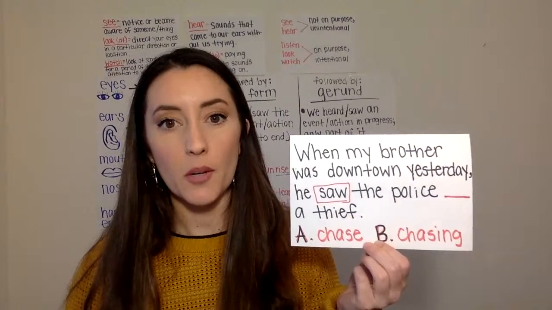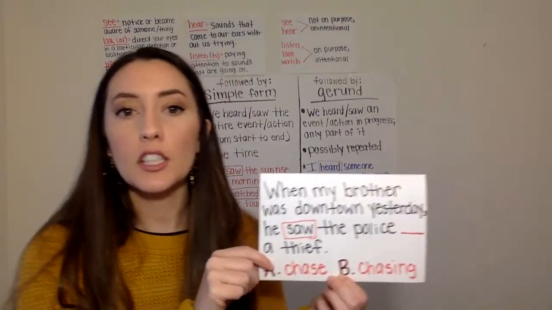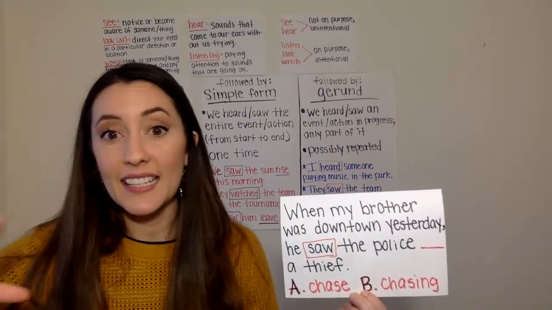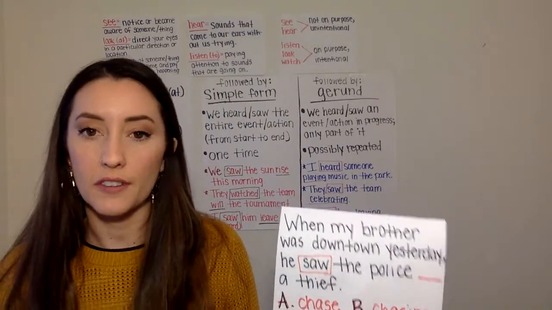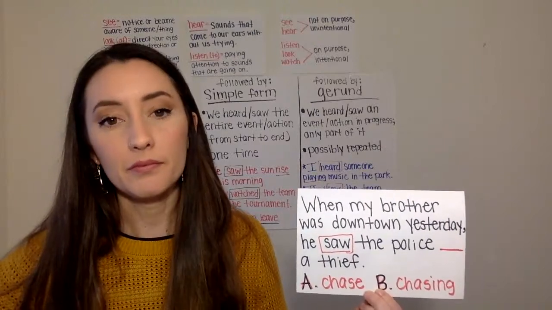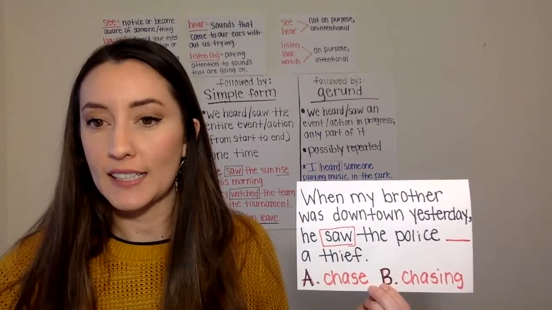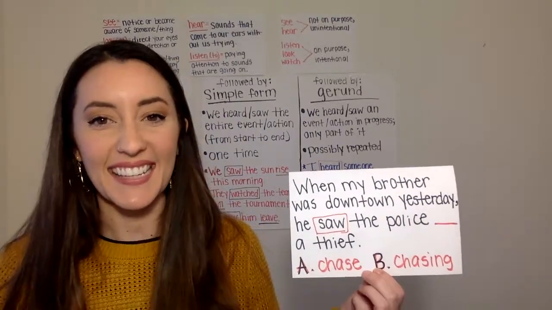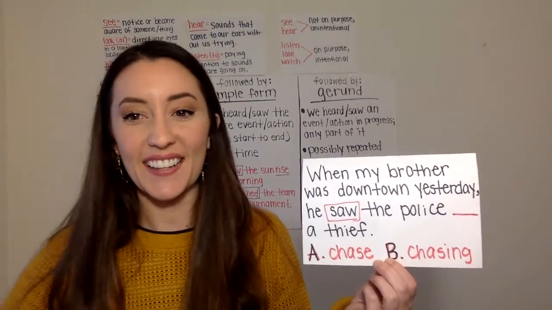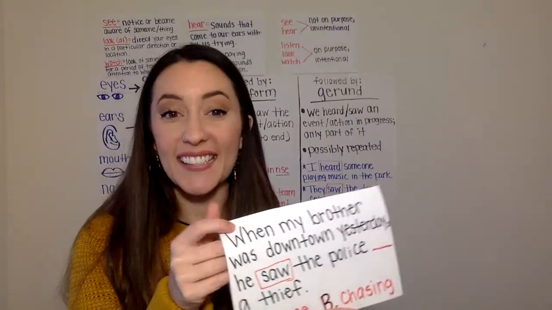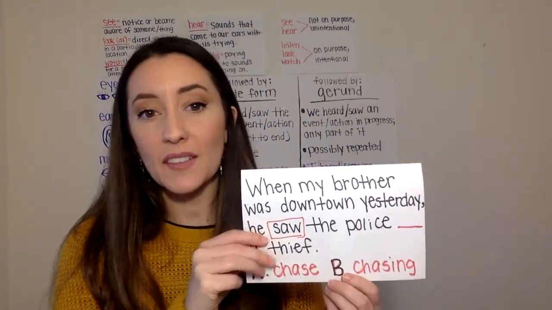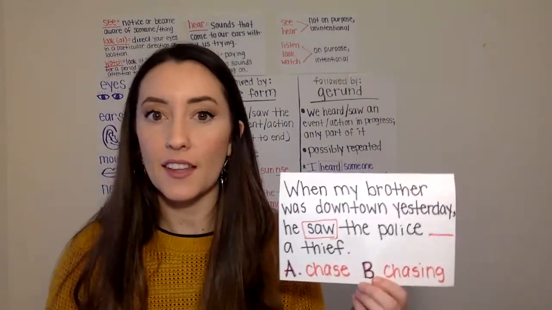Okay? So my verb of perception is saw. Are we going to use simple form or gerund? So let's take a look. Did he see the entire event from start to finish? Or did he only see a part of the event that was happening, something that was in progress? Is it chase or chasing? This one was easy. Or maybe you all just are really smart. You understand it. Very good. It should be chasing, right? Be chasing. So when my brother was downtown yesterday, he saw the police chasing a thief, right?